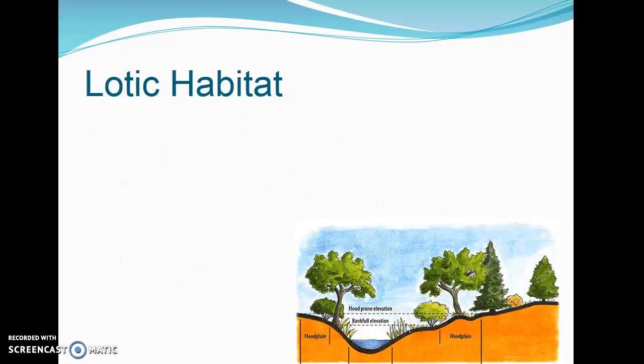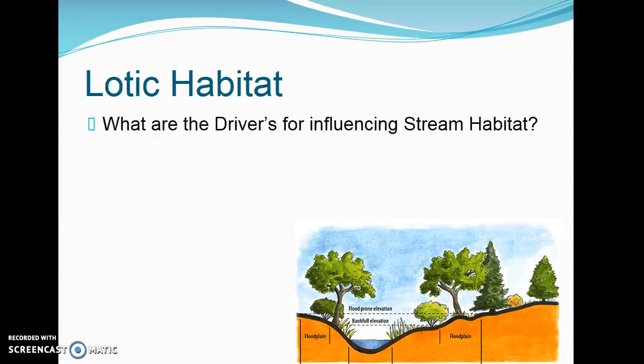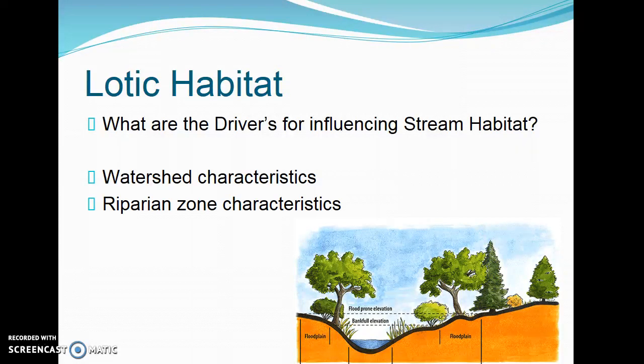Okay, let's look at the lotic habitat for a minute. We'll just look at the different habitat types here within a river system. So, what influences stream habitat: watershed characteristics, which we just covered, and then the riparian zone characteristics. A riparian area, which I've mentioned in class numerous times, is simply the transition between the aquatic environment and the upland environment.